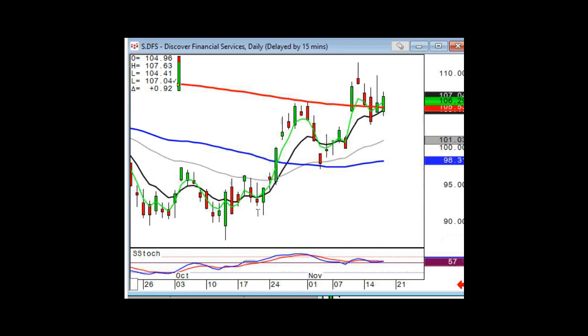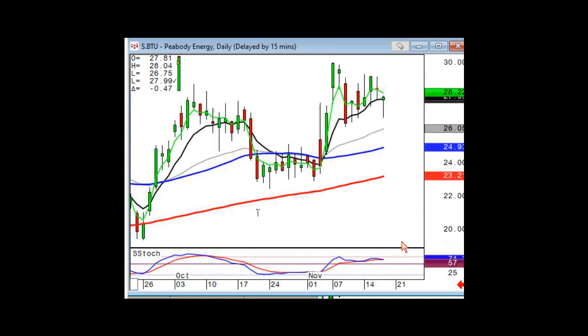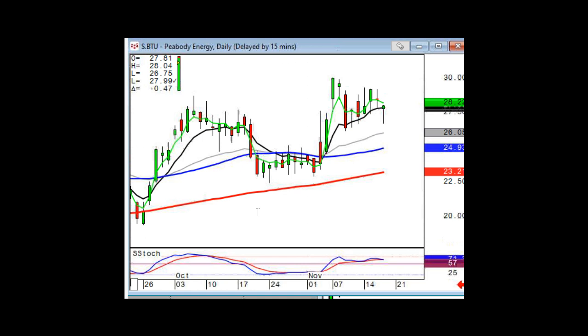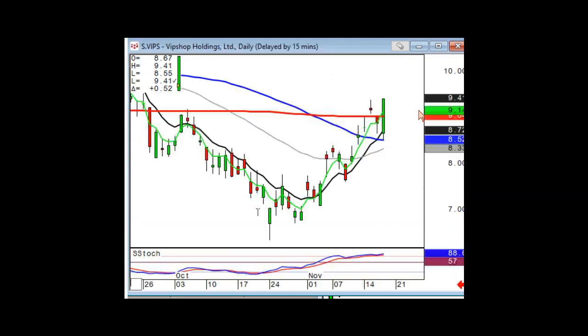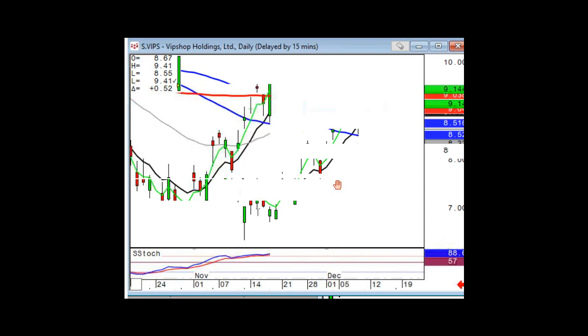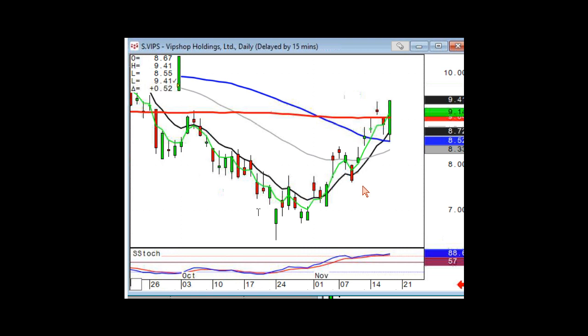GFS, stay long. BTU, that's kind of a nothing chart. I wouldn't be long or short this one. There's no direction to it right now. VIPs, same scenario. Stay long. Kind of a fry pan bottom that broke through this level. Just stay with it.